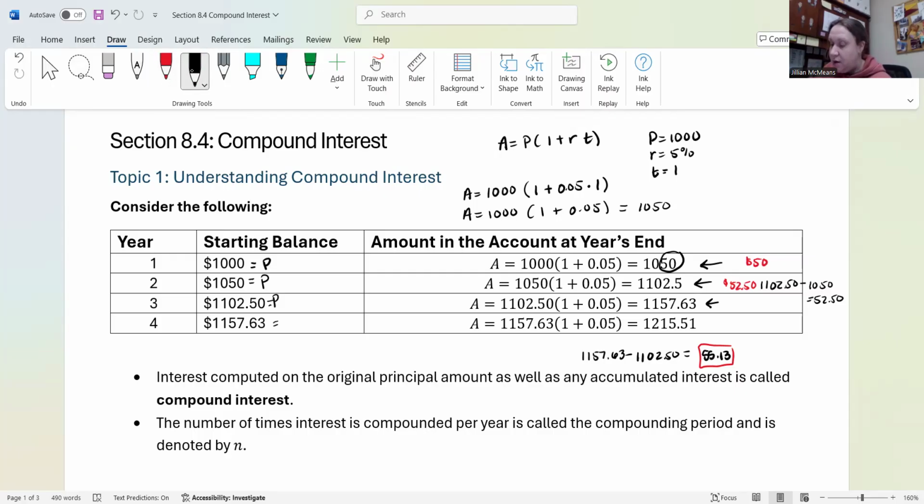So then for year four, my starting balance is no longer $1,000. It's $1,157.63. And then if we use the simple interest formula again at 5% for 1 year, our balance would then be $1,215.51. So if we figured out how much interest we earned in year four, we would take that balance and subtract what we started with in year four, which was 1,157.63.